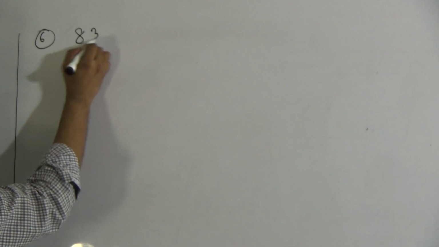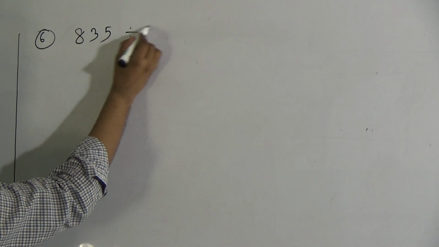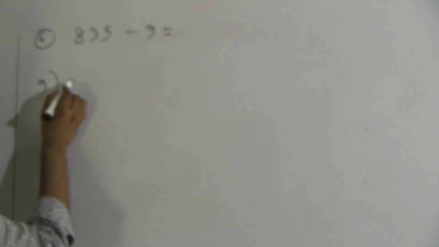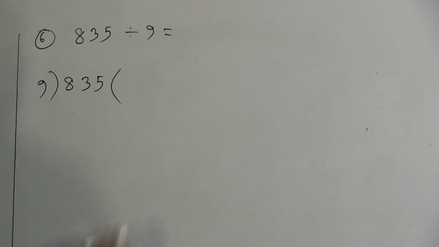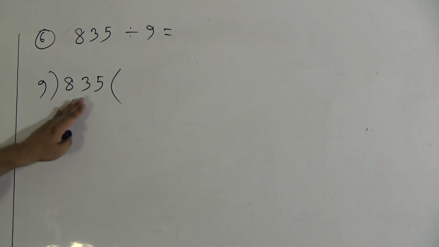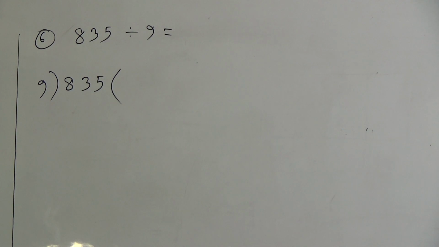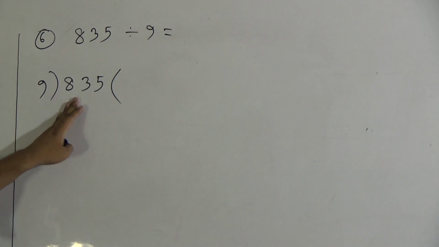Sixth number, 835 divided by 9. We will divide 835 by 9. In the first step, in 83, how many times can we give 9? 9 1s are 9, 9 2s are 18, 9 3s are 27, 9 4s are 36, 9 5s are 45, 9 6s are 54, 9 7s are 63, 9 8s are 72, 9 9s are 81, 9 10s are 90, which is greater than 83.